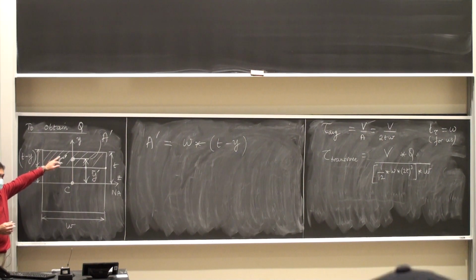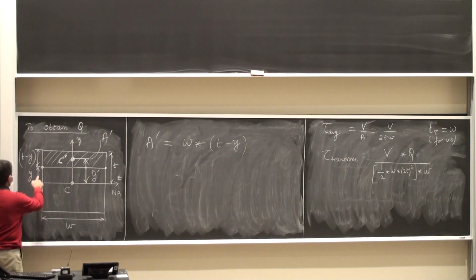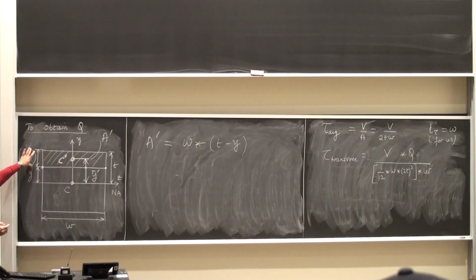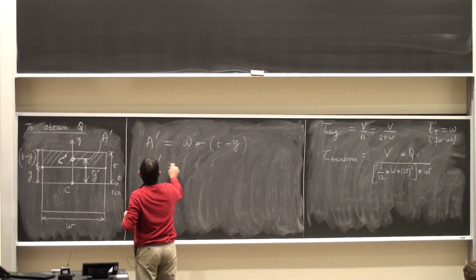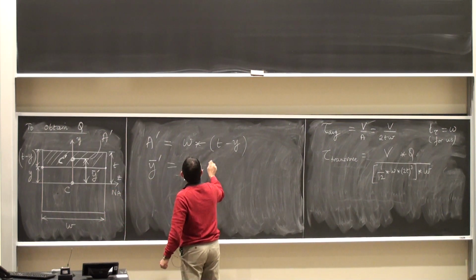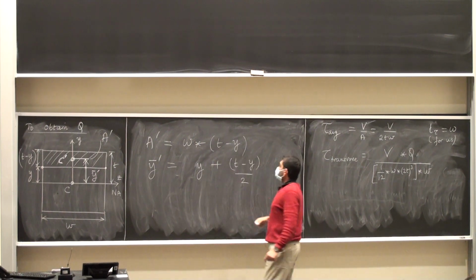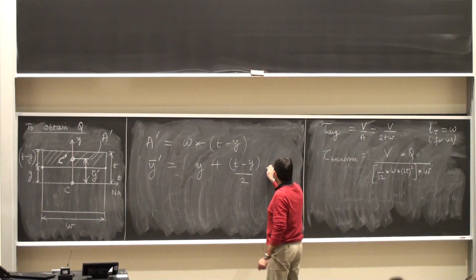So the total distance is going to be from here all the way to there, which is going to be the distance y, and then from here all the way to the centroid C prime, which is half of this particular thickness. So y bar prime is going to be y plus (t minus y) by 2. If I take a common denominator, I just end up getting (t plus y) by 2.